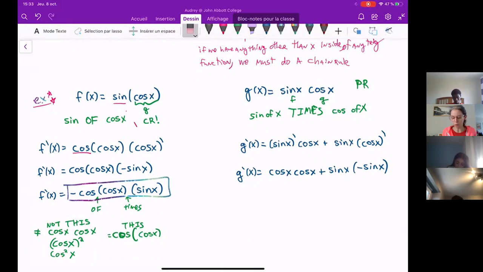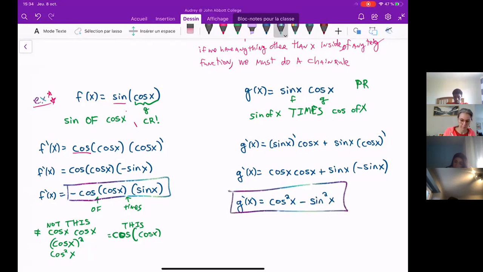Okay, what about over here? Can I do cosine squared x over here with my g prime? I couldn't with my f prime. Can I do it with my g prime? Yes, because it's cosine x times cosine x in this case. It's not cosine of cosine x. So this one I actually can rewrite as cosine squared x minus sine squared x. So they both have x's over on the right, they don't over on the left over here. And this is why people love trig.